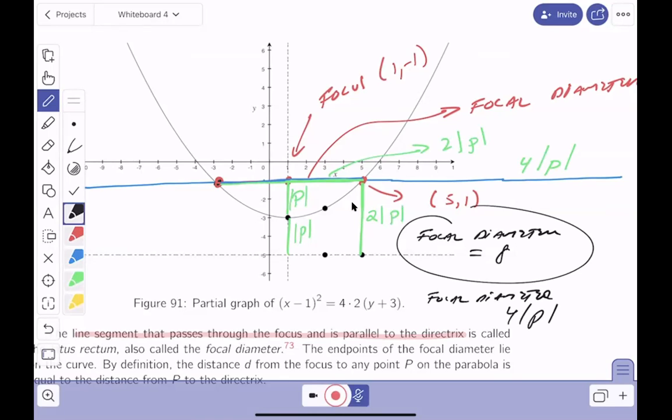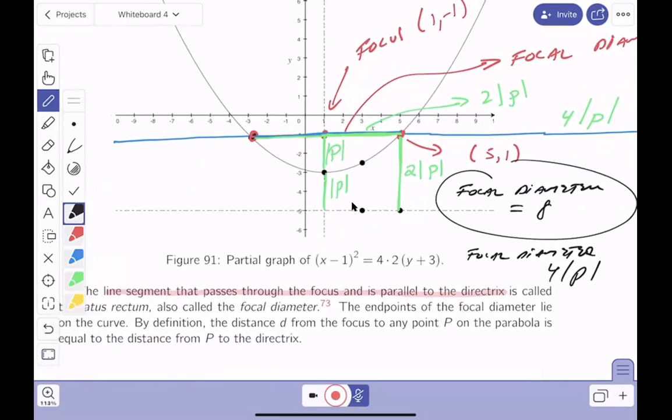Fairly easy to do. What do you need? You need to know what P is, take its absolute value, and multiply it by 4 to get the focal diameter. All right, that's a defining feature of the conic section called parabola. All right, so I hope that clarifies some of the issues.